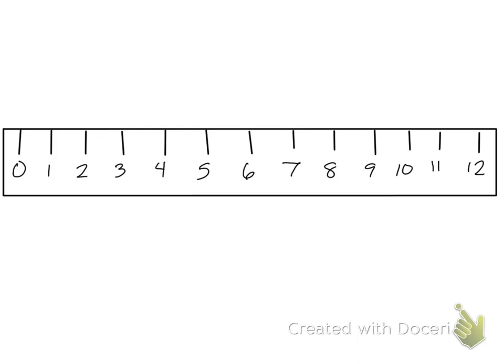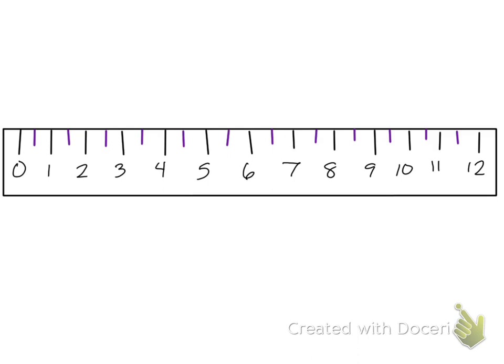If I want to put half-inch marks on this ruler, I would put them in between each of the whole numbers. So right in between 0 and 1, 1 and 2, 2 and 3, 3 and 4, 4 and 5. Okay, all the way in between each of these whole numbers.